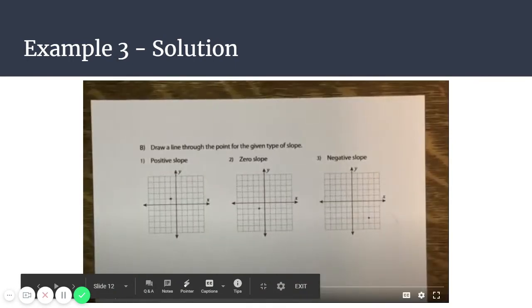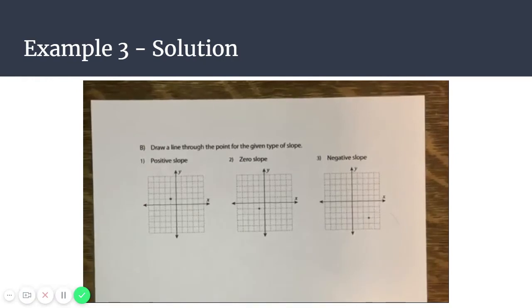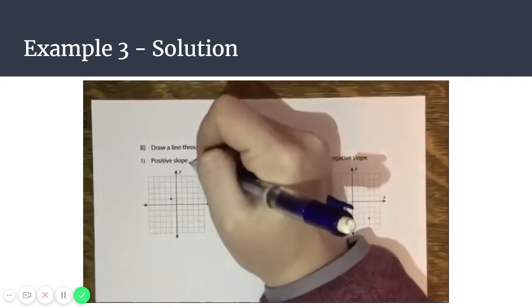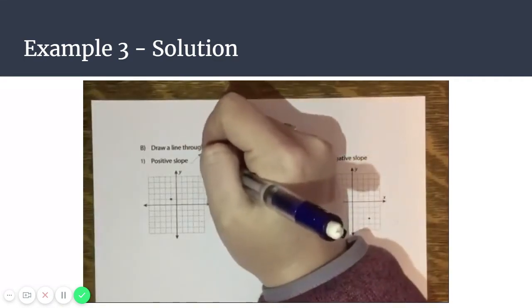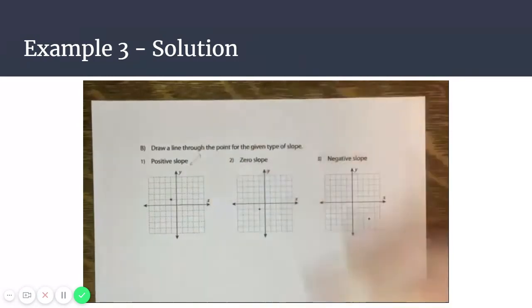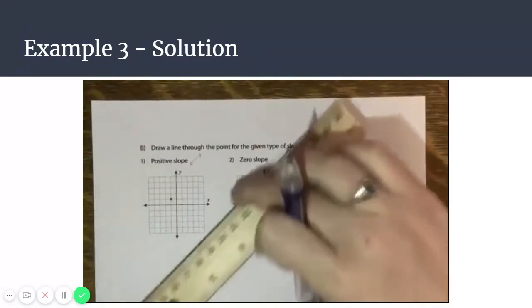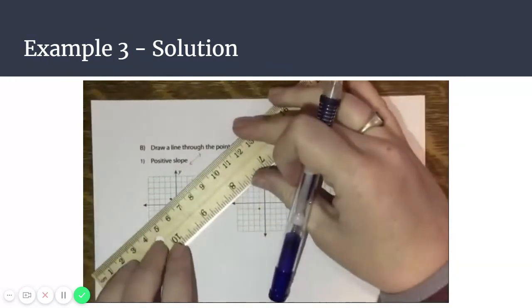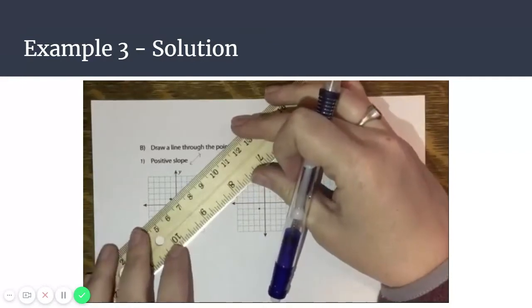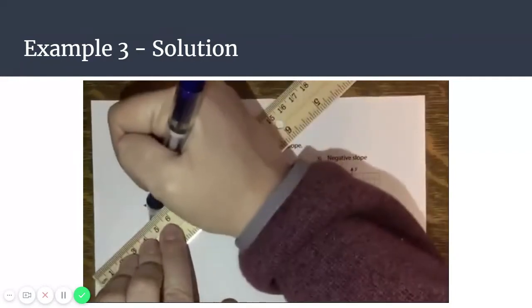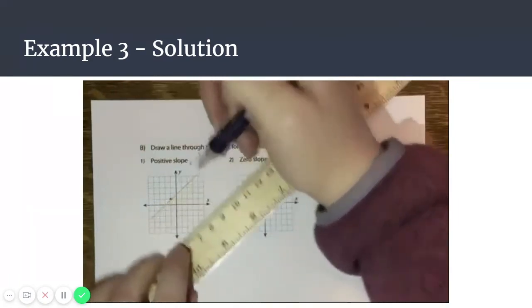So for example 3, you were asked to draw a line through the point for the given type of slope. So for number 1, we're dealing with positive slope. Given this point right here, we want to draw a line that has a positive slope. So grabbing my ruler, we know that positive slope means that we're going to be going up towards the right. So it should look something like that. And I'm going to go ahead and draw one option for a line here going through that point.